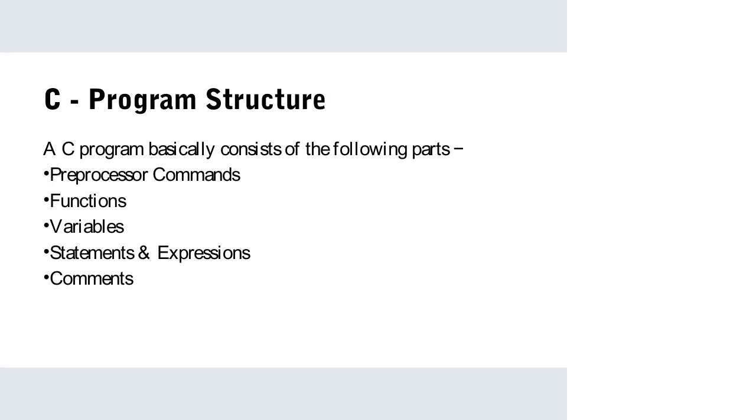Then the structure of a C program. These are all what makes up a C program: the preprocessor commands, functions, variables, statements, expressions, comments, and so many others that will come on board. These are just the primary elements, the primary content that you'll need to develop a skeleton structure of what a C program would look like.